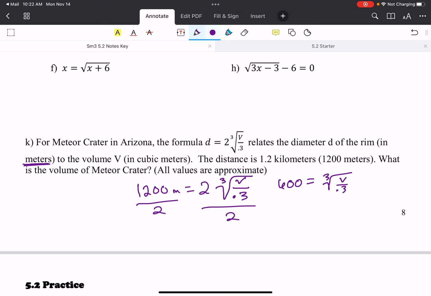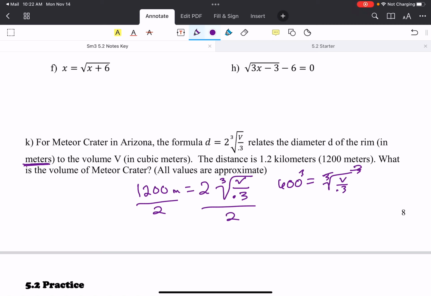We haven't worked with cubed roots before today. What did we do when we were squaring a number or square rooting a number? How did we get rid of this square root? We squared it. So this one we cubed. Good job. So to get rid of that, we're going to cube it. Now you could use your calculator.